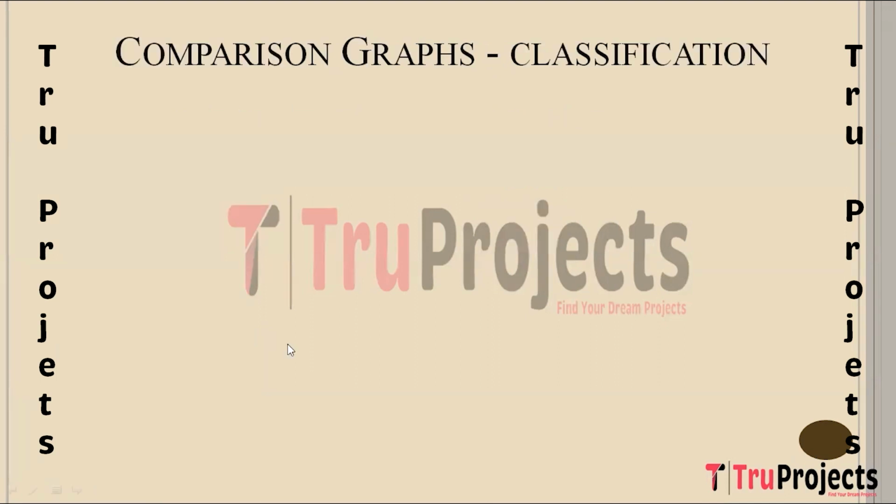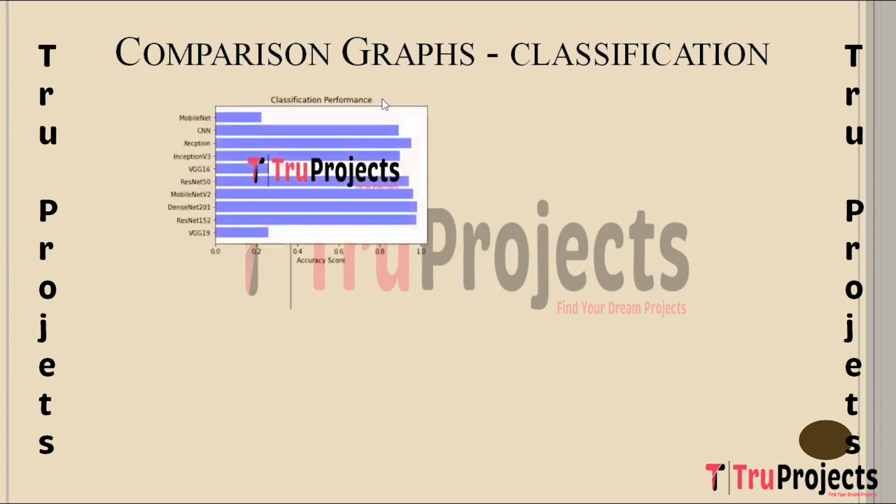Now we'll see the comparison graphs. So first we'll see the comparison graphs of the algorithms built for classification. So this is the horizontal bar graph comparing accuracy scores of different algorithms. In this graph on the x-axis I have accuracy scores and on the y-axis I have algorithm names.